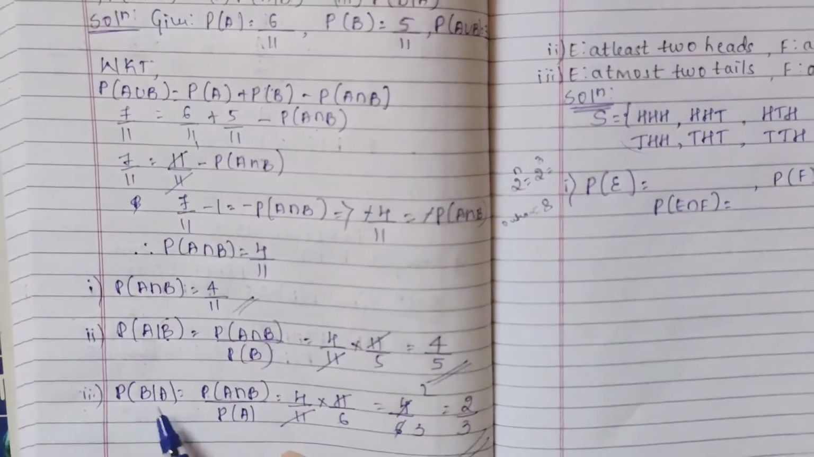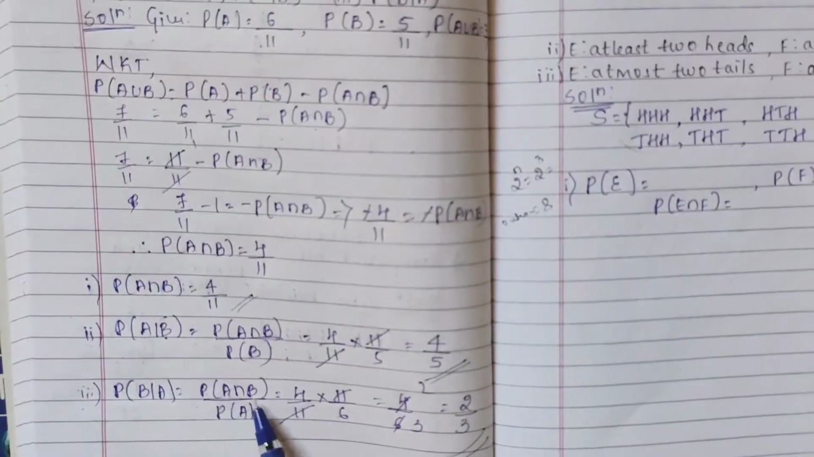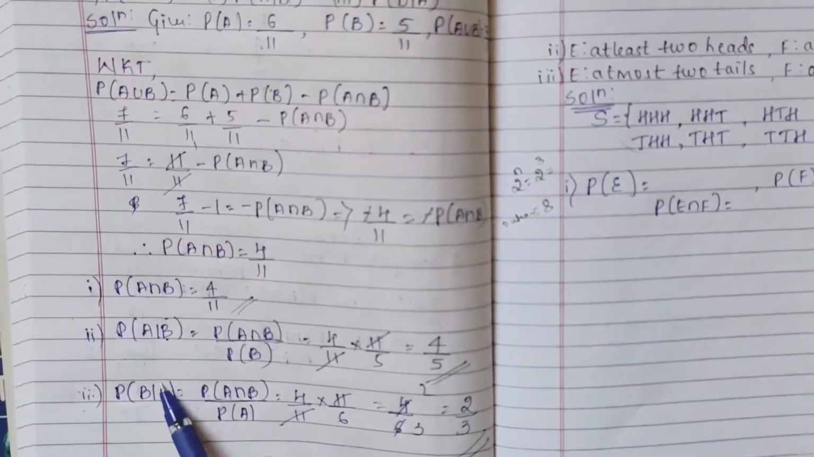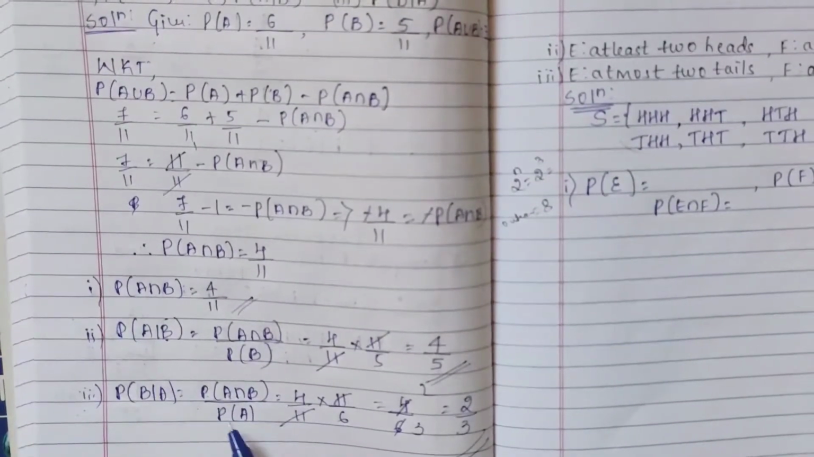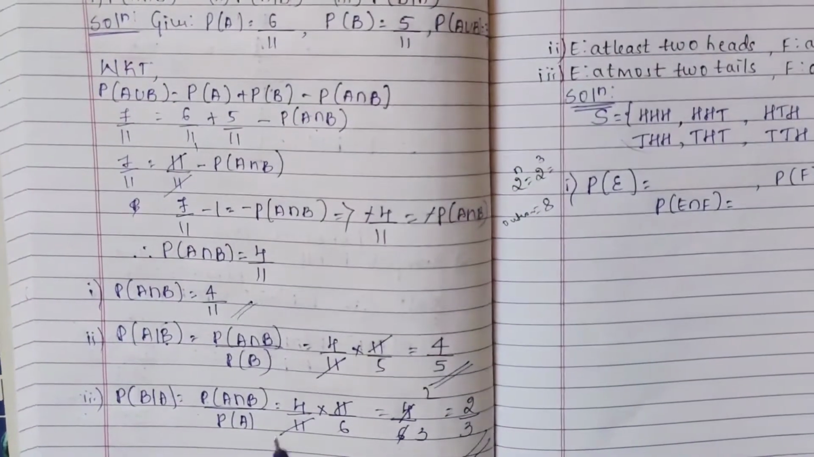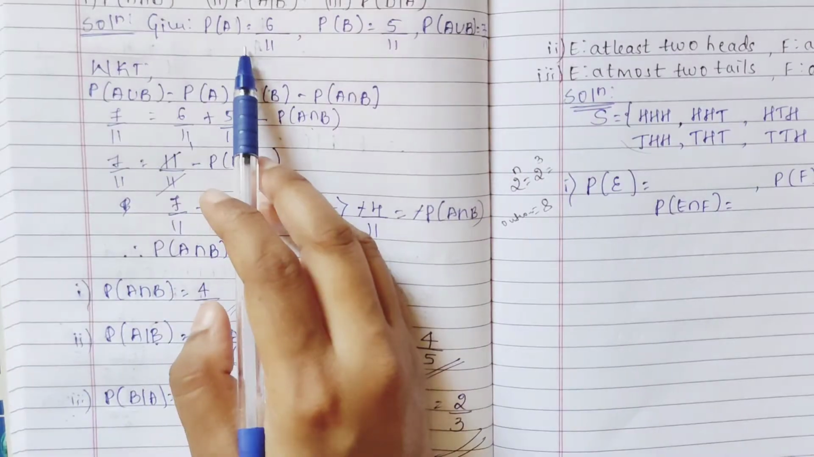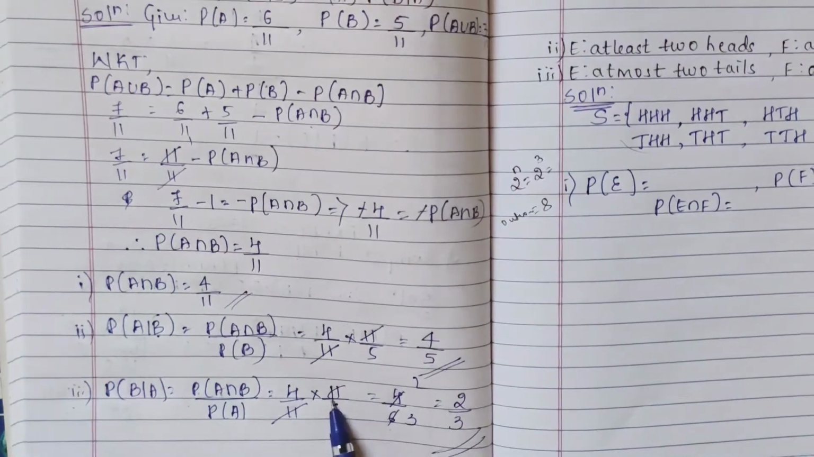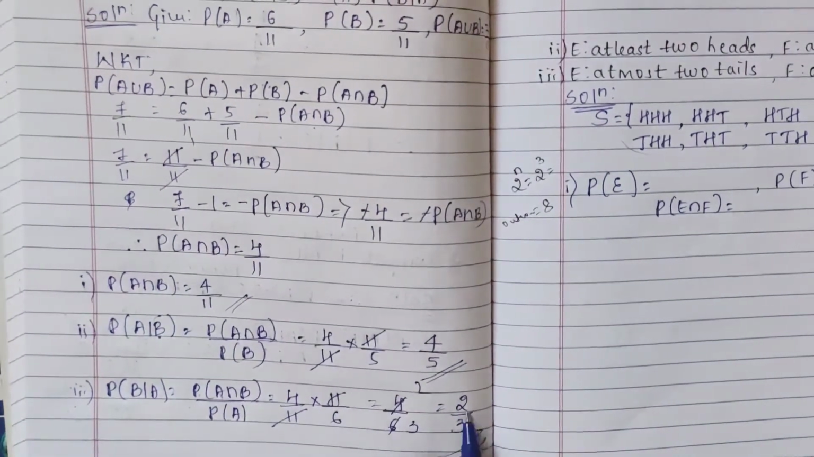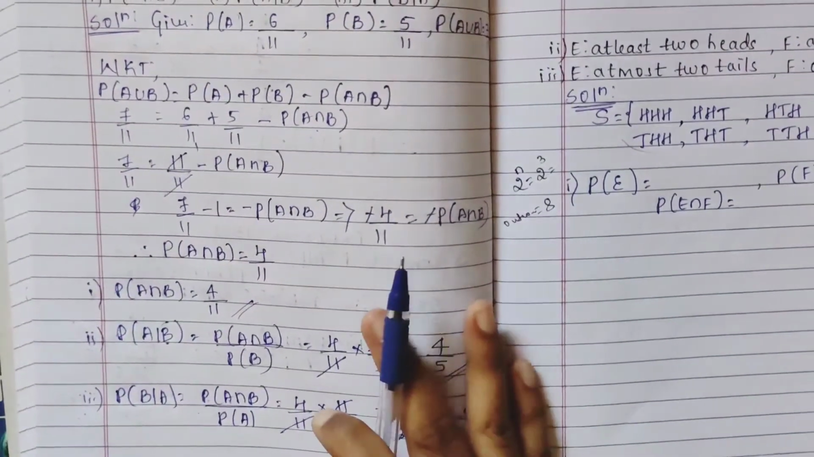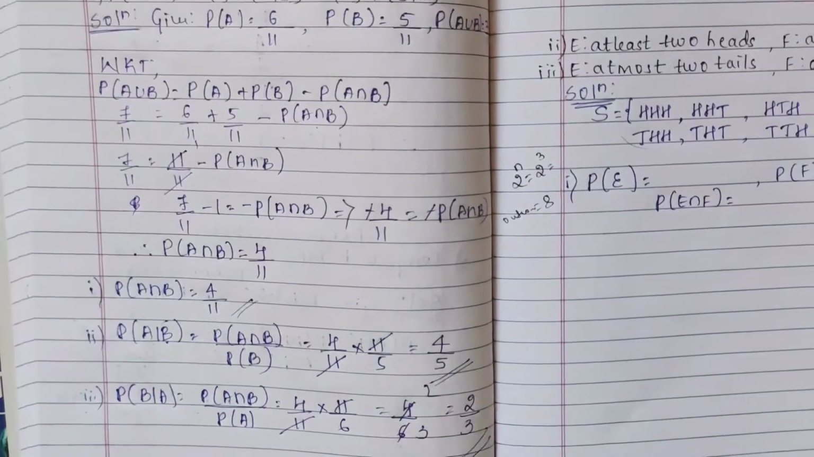Next is P of B by A, which will be P of A intersection B divided by P of A, right? Whatever comes after the 'by' goes to the denominator. So P of A intersection B we have, and P of A they have given, that is 6 by 11. When you take the reciprocal, 11 by 6, you will have 2 by 3. I hope this much is clear for you, how you have to do it.